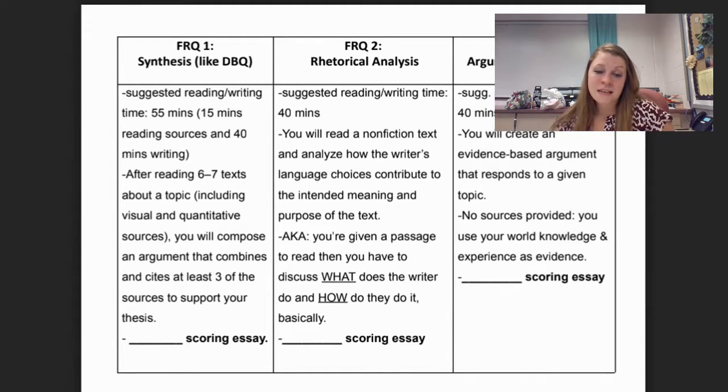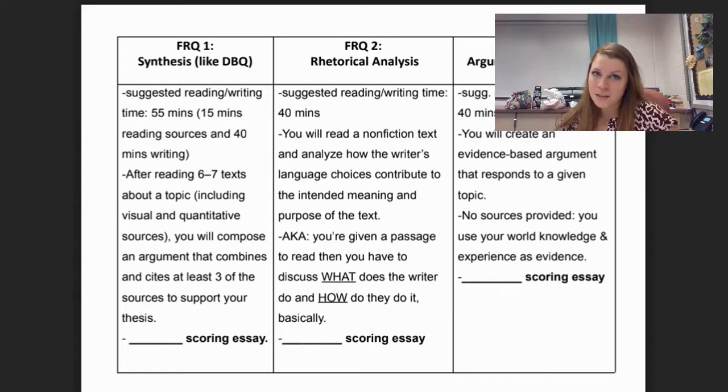So this should take you around 55 minutes. That's the suggested time. So 15 minutes for reading the sources and then 40 minutes for writing. You're going to get 6 to 7 texts about a topic. Usually you get a visual one and then a quantitative source, so you have a variety of what you can choose from. And then you compose an argument that combines and cites at least 3 of those sources.